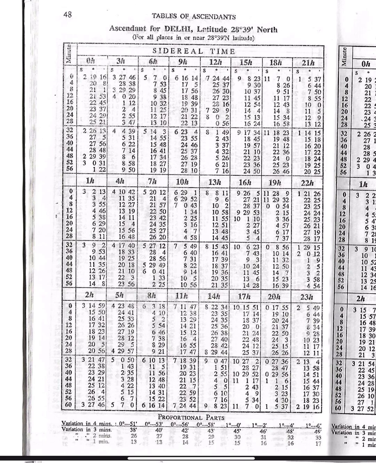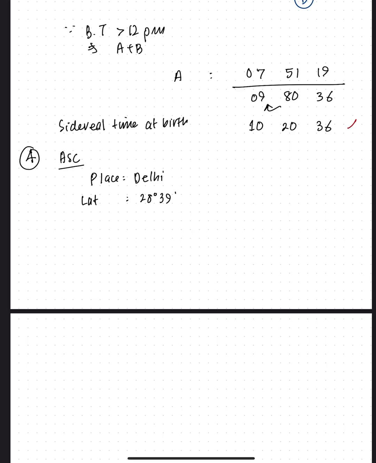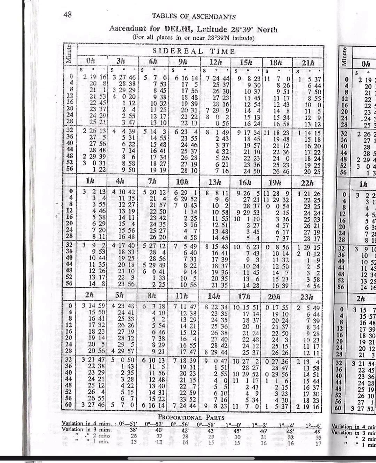Our sidereal time at birth is 10 hours 20 minutes 36 seconds, as we found here. This is our sidereal time. This is of great importance. Now, the ascendant for Delhi at this latitude. Now find 10 hours from the table. So these are the hours and these are the minutes. So we come down to find the minutes. 10 hours, 20 minutes. Do you think we have 20 here? We have 20 here. And we find this value.